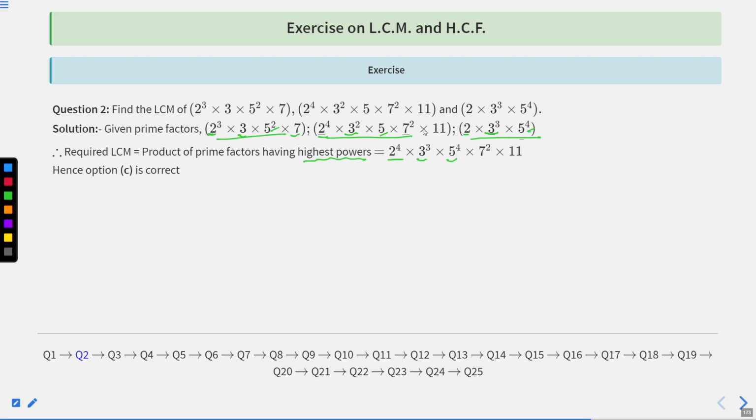7 power is 1 here. Here it is 2. And this is power 0 for 7. So we will choose 7 square. 11 power is 0 here, it is 1 here, and 0 here. I will choose 11 to the power 1. So this is the required LCM. So the correct option here is option number C.